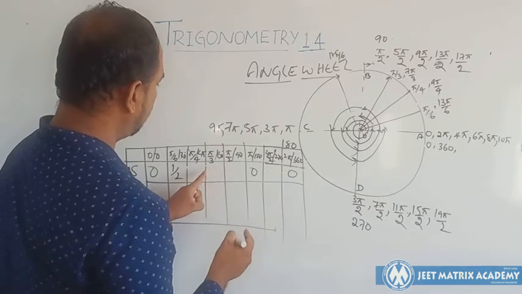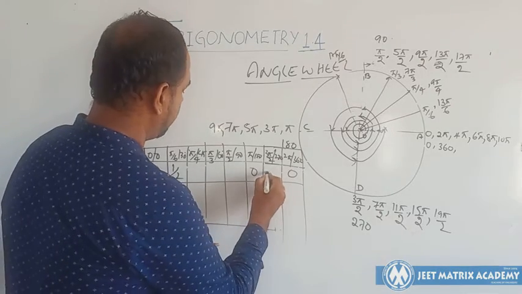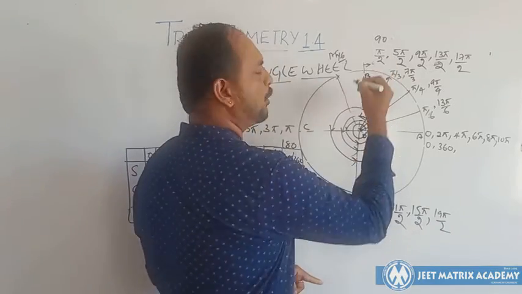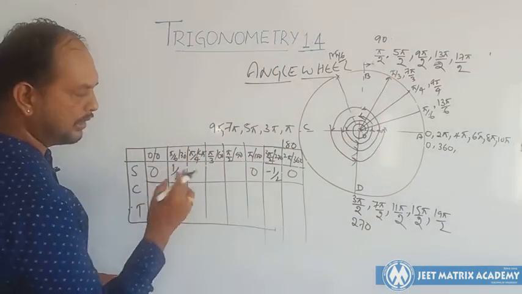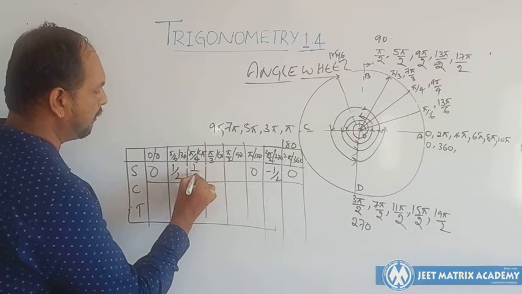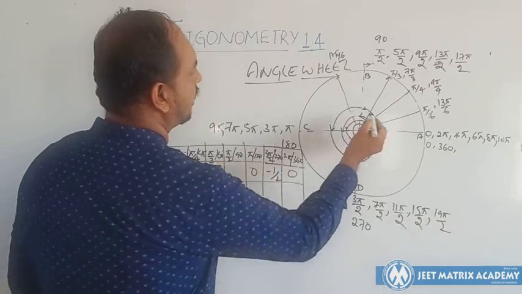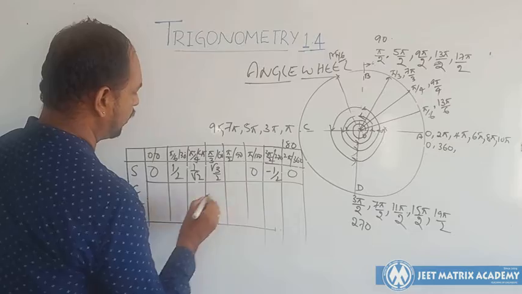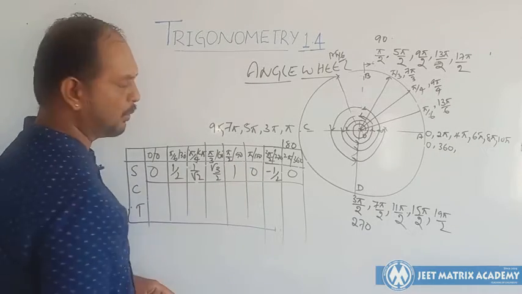But it is minus 1 by 2. Negative value. Am I right? Negative y. This is positive y, this is negative y. Done. This is 1 by root 2, sine 45. Okay. Now sine 60, root 3 by 2. Okay. Sine 90 is 1.